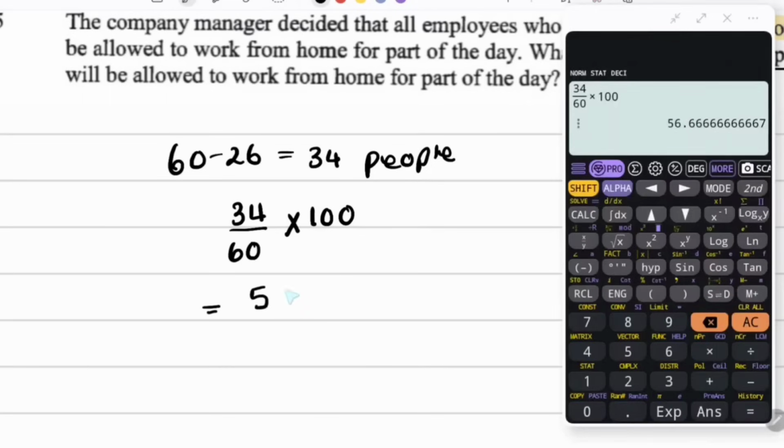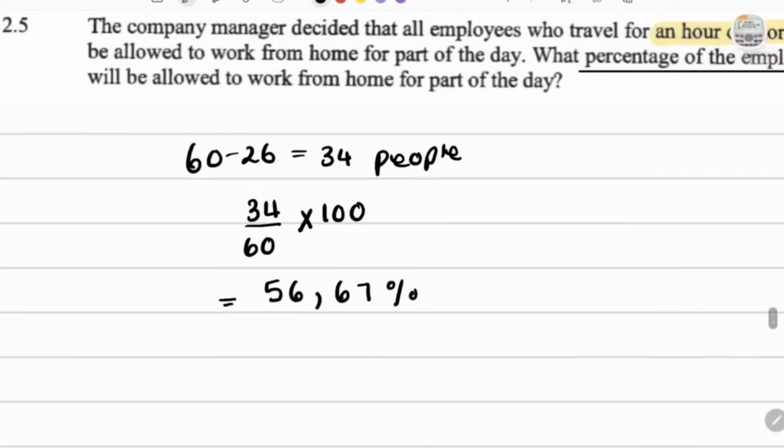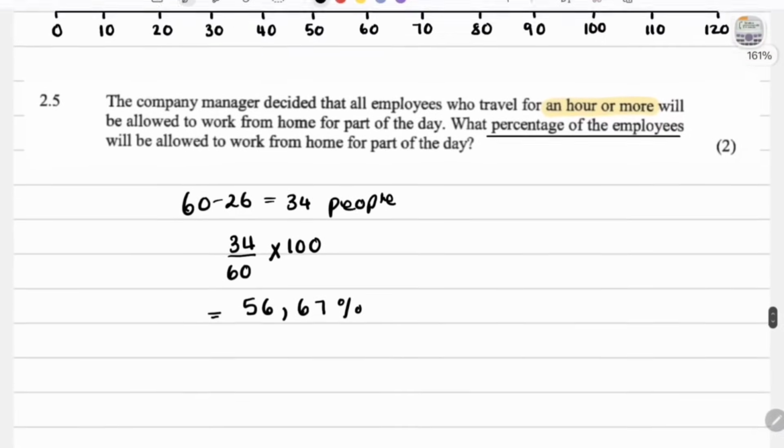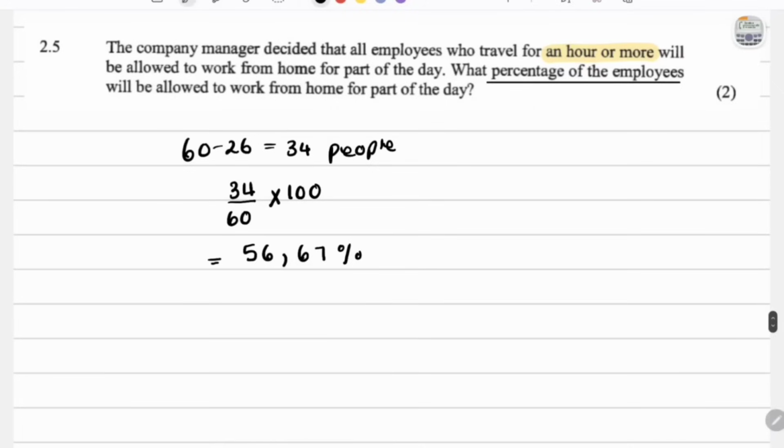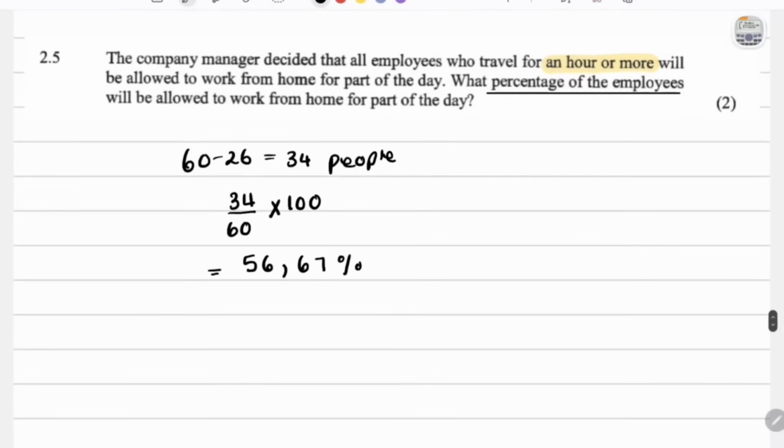And that's going to be 56.67% if you round it off to 2 decimal places. So that would be the percentage of employees that are going to be able to work from home. More than half the employees. Okay, that is it for 2.5. And then we move on to 2.6.